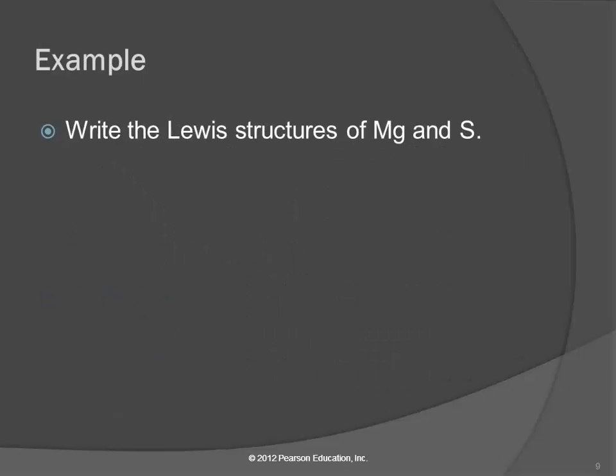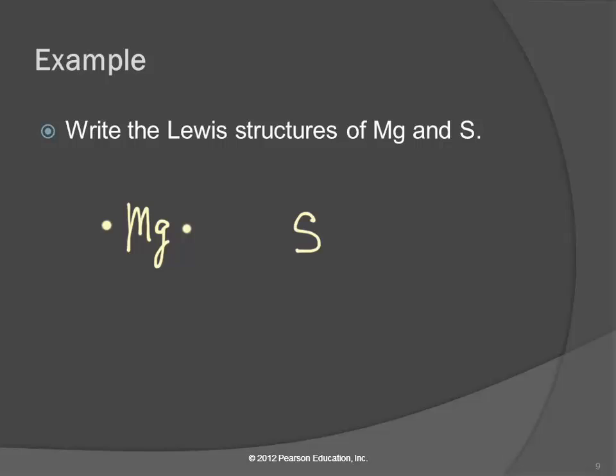So let's write Lewis structures for magnesium and for sulfur. So the Lewis structure starts with the element symbol. So magnesium. And then we look and we see how many valence electrons does magnesium have? 2. So I'm going to put a dot here and a dot there. So 2 valence electrons, there we have the structure for magnesium.